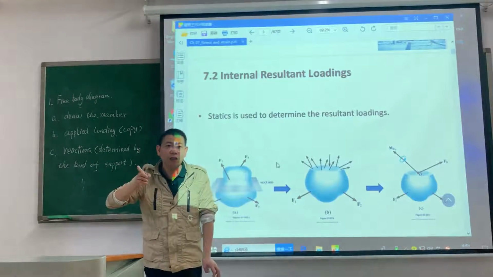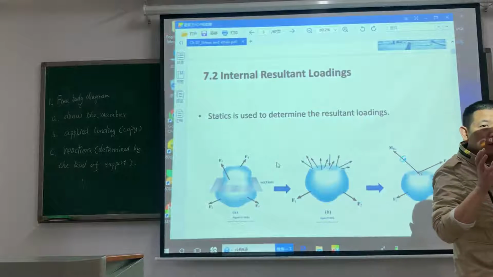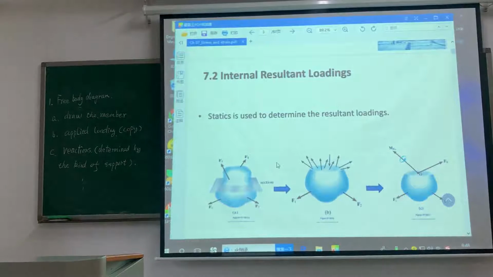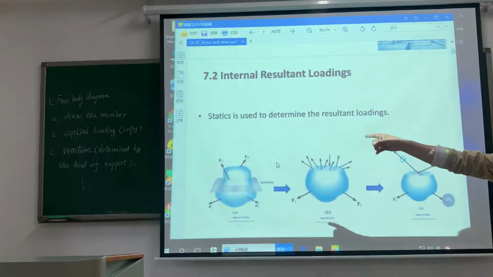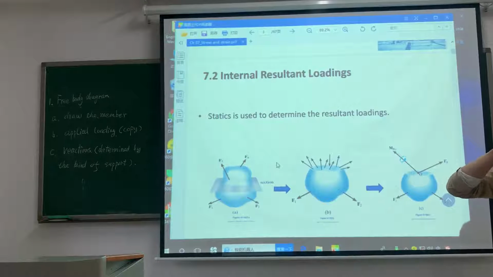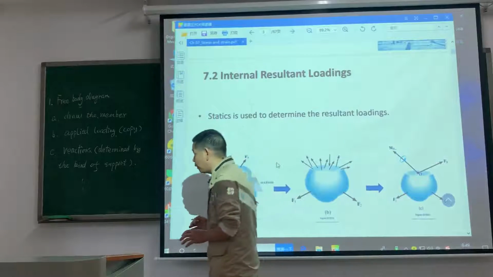The first important point is to get the free body diagram. It's the procedure ABC. ABC is the procedure for how to get the free body diagram. Okay? I will give you some examples.